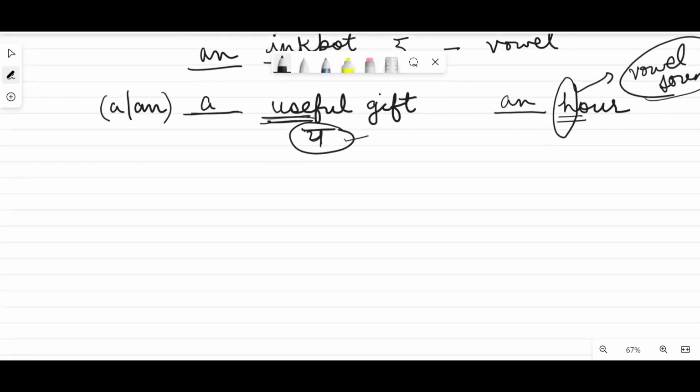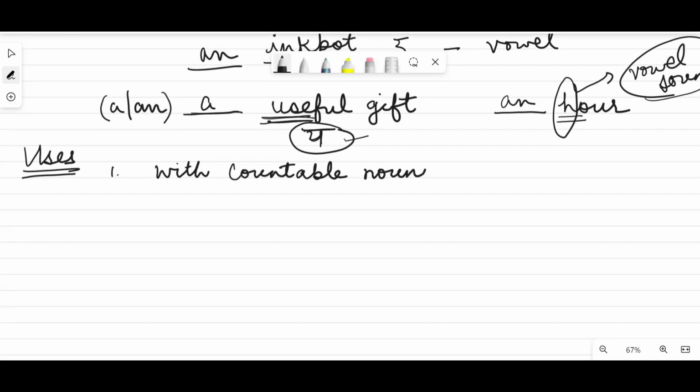Now let's talk about the uses where we are supposed to use a or an. Now look at the first use. A or an is used with countable nouns. Which are countable nouns? That can be counted, right? They are always used with countable nouns.